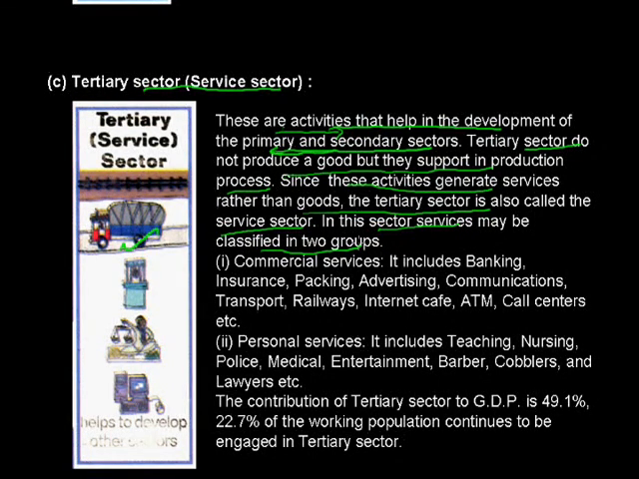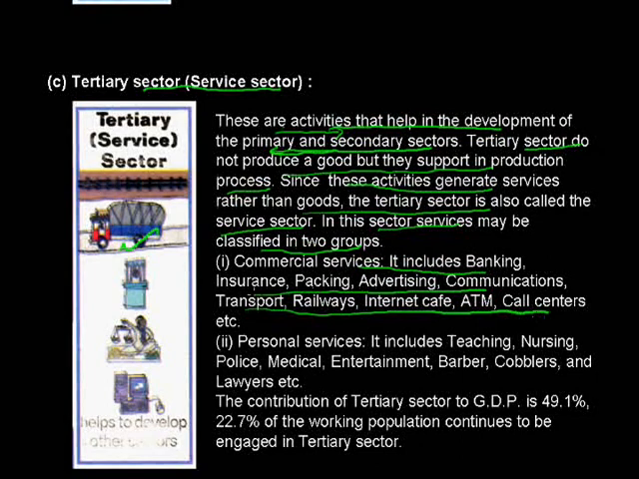On the other hand, teachers, doctors, lawyers, they are sitting in an AC room, they are having good things, they are enjoying life, and they are also earning good money. Especially if you compare the life of a thela wala and a doctor, obviously you will see the difference. The doctor is earning much more than the thela wala, though both are engaged in the service sector. According to this, let us divide the service sector into two parts. The first one is commercial services. It includes banking, insurance, packing, advertising, communications, transport, railways, internet cafe, ATM, call centers, etc.